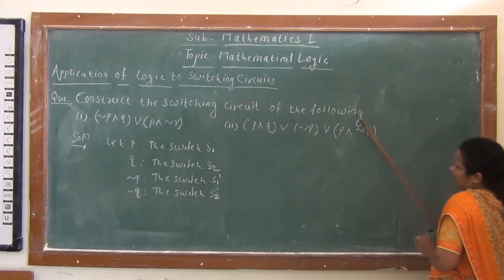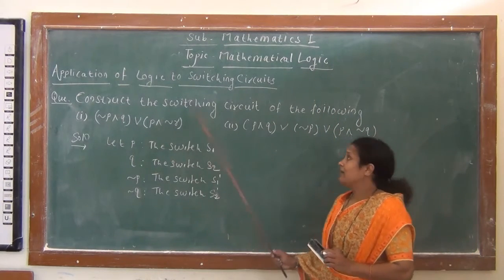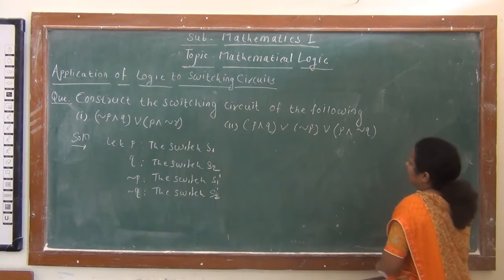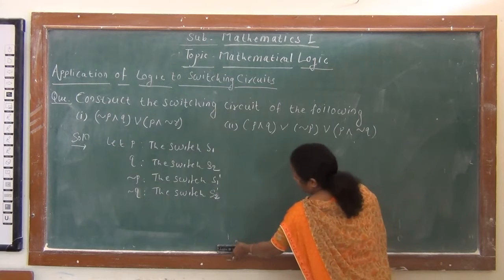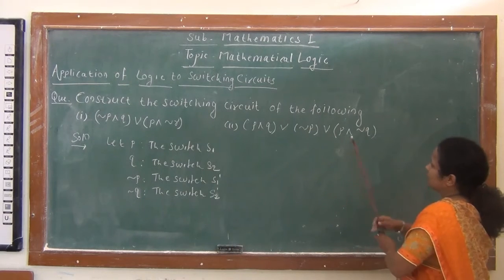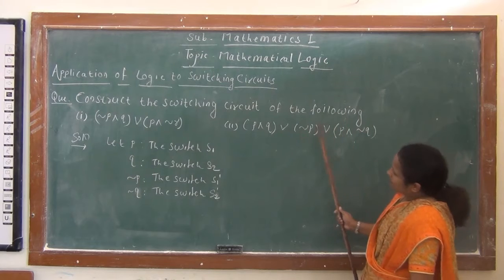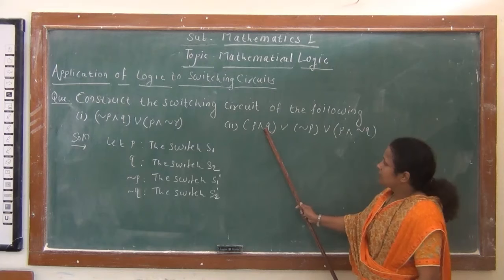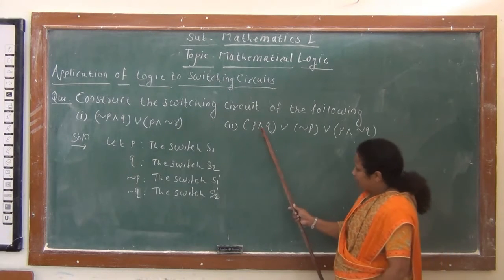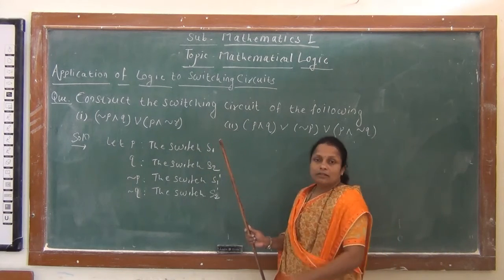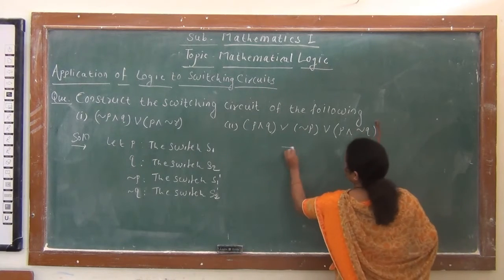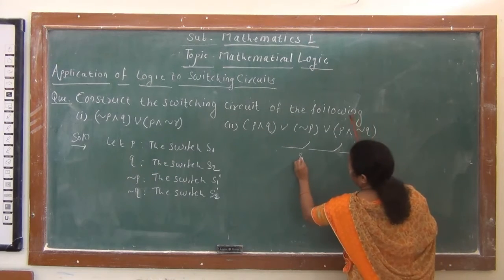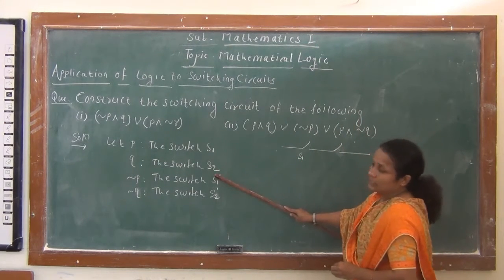These three parts are connected in parallel, because when there is the connective OR, the switches are in parallel. So we have to use a parallel combination of these three brackets. Now we construct the first bracket, that is P and Q, the first part. Here the connective is AND, and if there is AND, we use switches in series. So we write these two switches in series. First is P, that is S1, Q, that is S2.